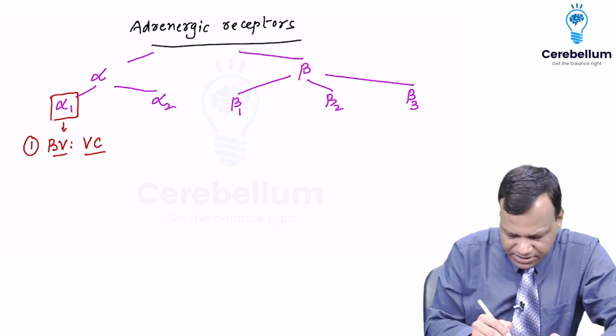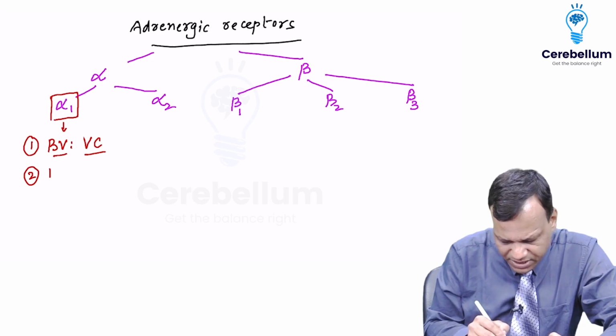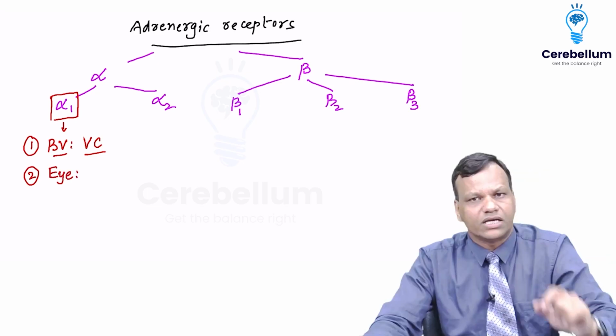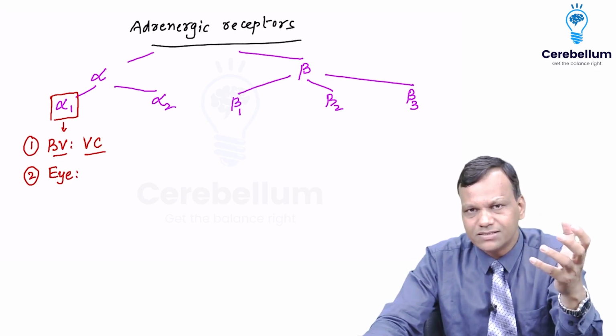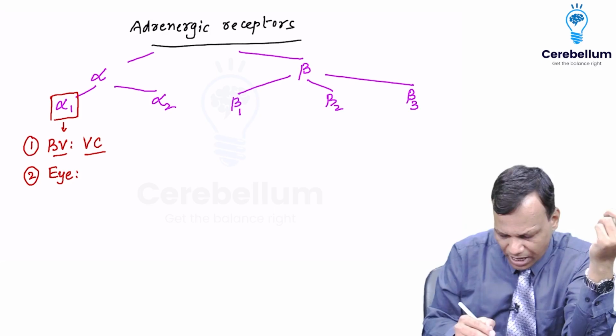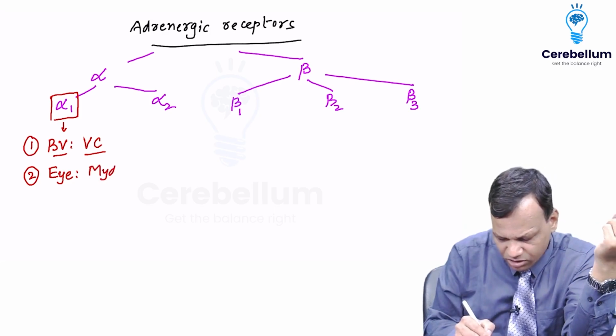Then second, alpha 1 is present in the eye. In the eye, what is the effect of the sympathetic system on the pupil? Yes, it causes mydriasis. So alpha 1 receptor is the one which causes mydriasis.